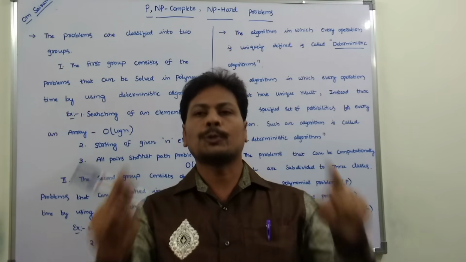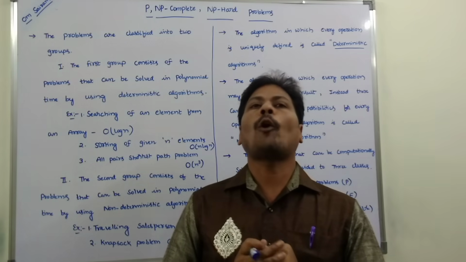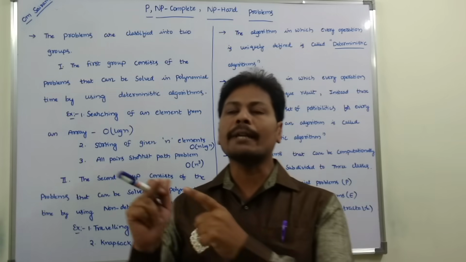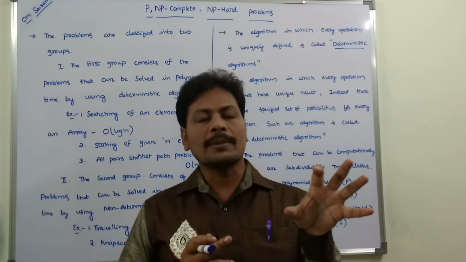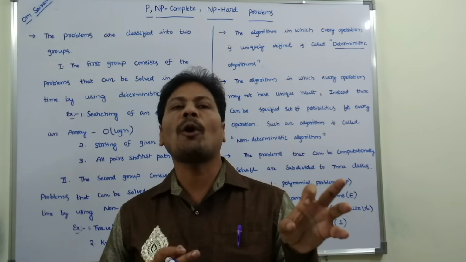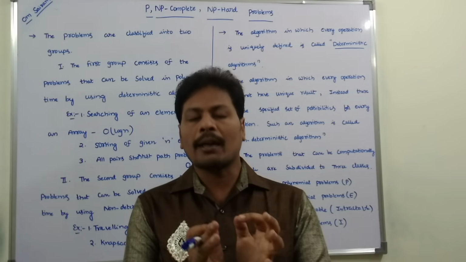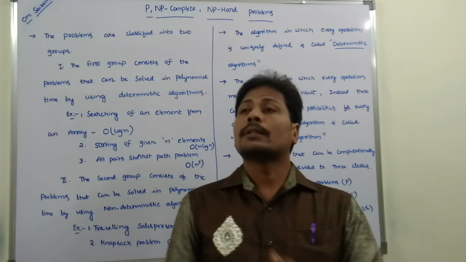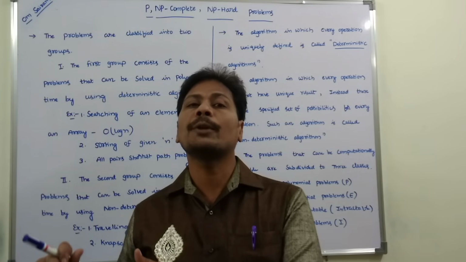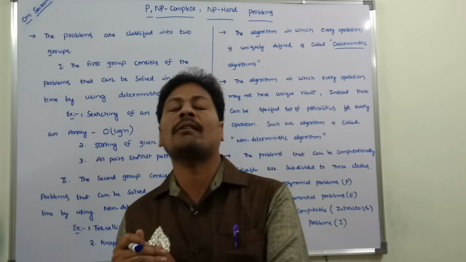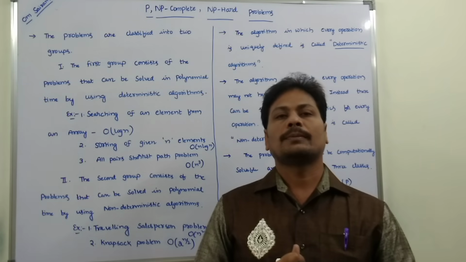So these are the two groups into which the problems can be classified. First one is polynomial time problems. Second one is exponential time problems. The problems that can be solved in polynomial time by using deterministic algorithms come under the first group. The problems that can be solved in polynomial time by using non-deterministic algorithms come under the second group.